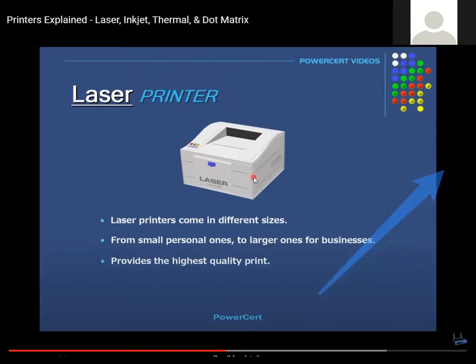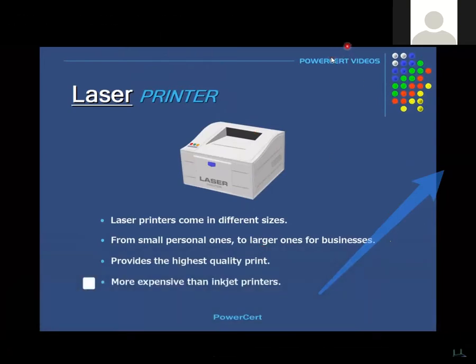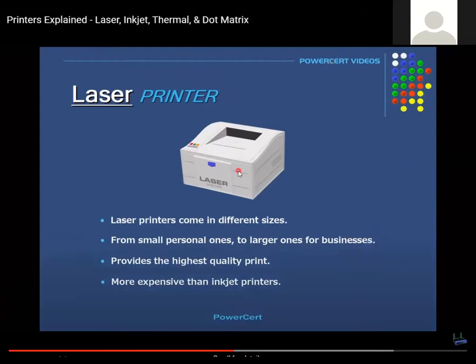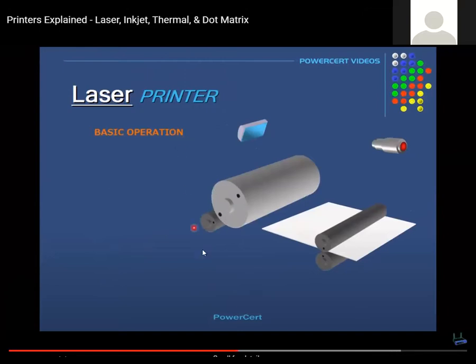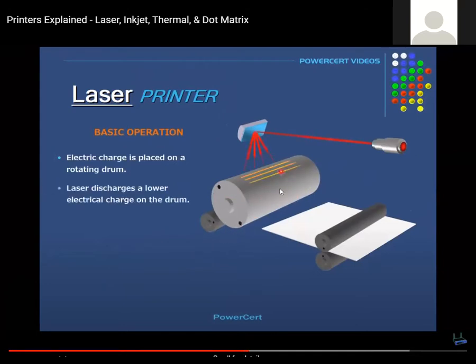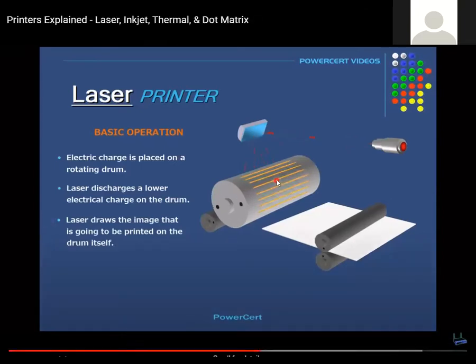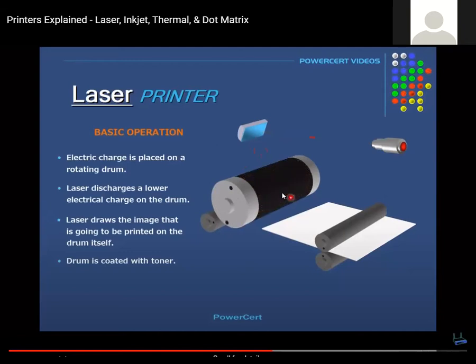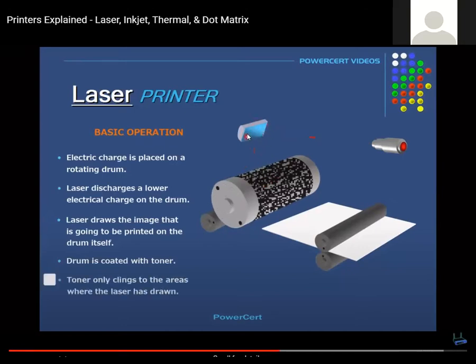Okay, here is the laser printer you can see. Laser printers come in different sizes. This comes with an electric charge and a rotating drum. This is the rotating drum which is pressed and rolled on the paper. It will draw the image, and the image is going to be printed on the page by the drum itself. First of all, the shadow will form on this drum through the laser light.